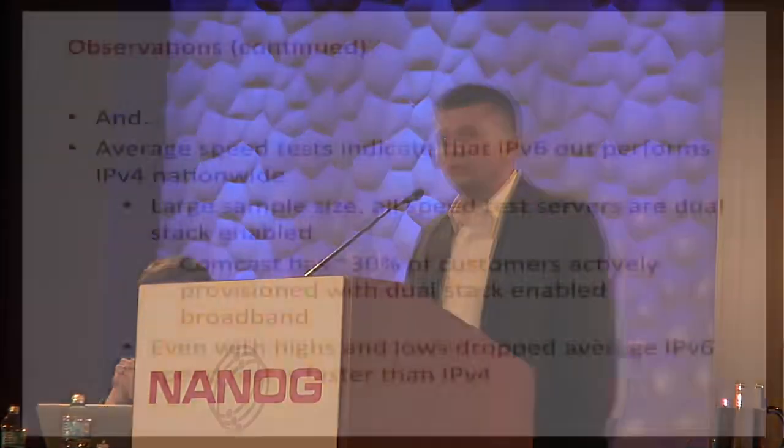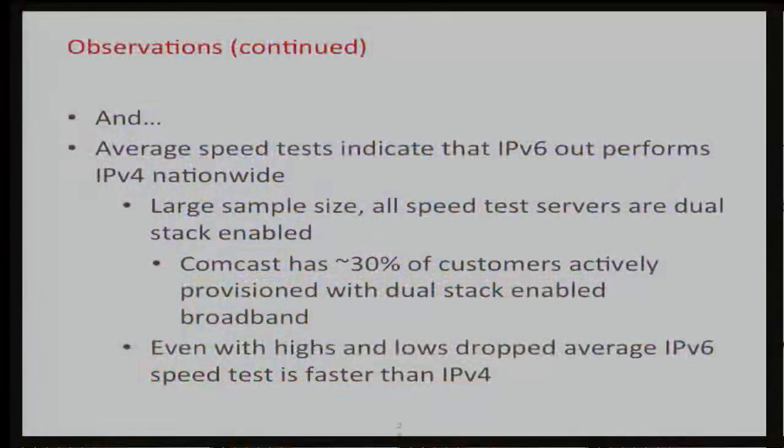So going back to Lee's point, why is that? If everything else has been pretty congruent, and we're pretty similar as far as performance is concerned, why would there suddenly be speed test performance differences? We do have a pretty significant sampling size. 30% of our customers are actively provisioned with dual stack enabled broadband. All of our speed test servers, to the best of my knowledge, are dual stack enabled. Yeah, I'm getting the nod. Keep me honest.